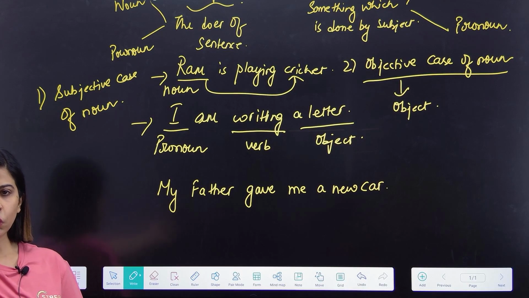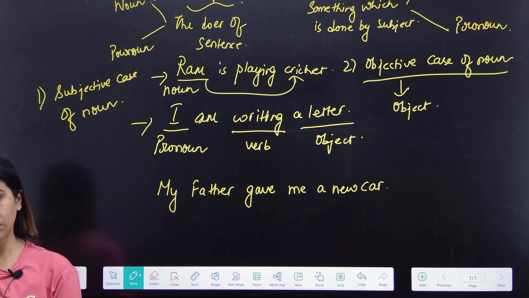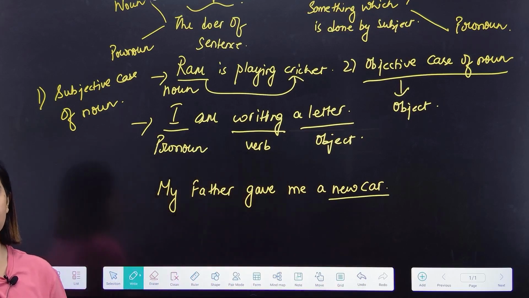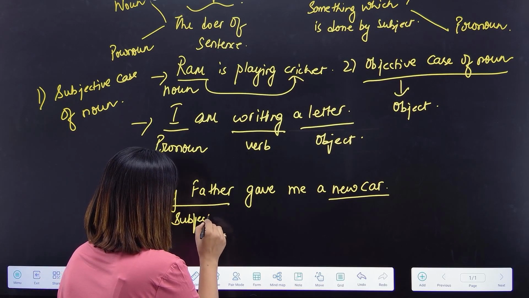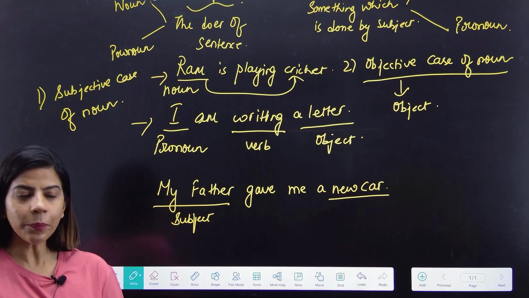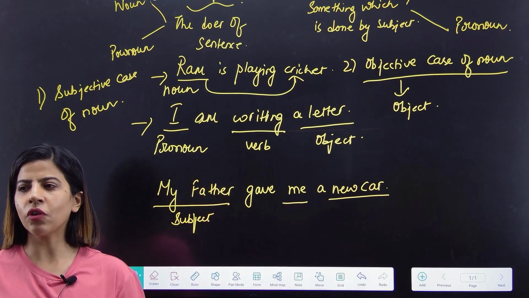Anji, you. What are the two objects? New car. And what is the second object? You. My father is subject. Me. Me is your first object. New car is your second object.